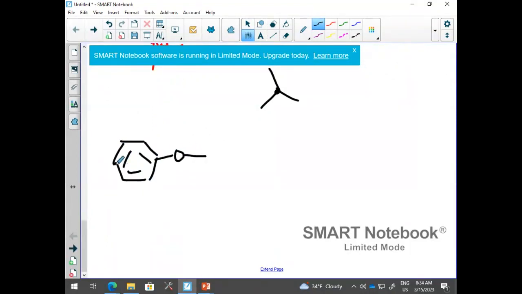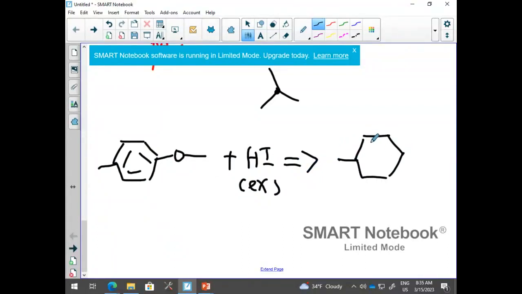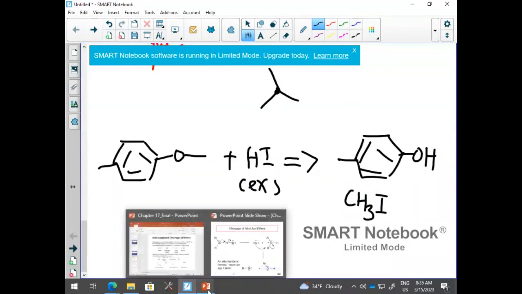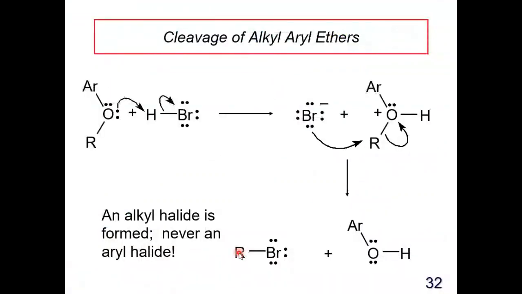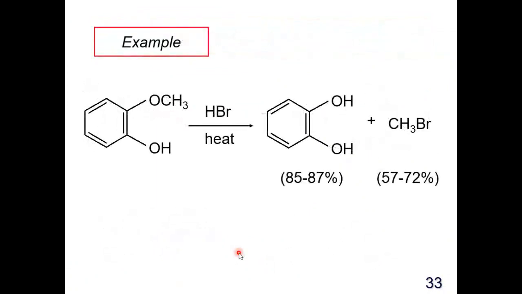So let's say like this one, if we react with excess HI, you will only get the aromatic part in the phenol form, and the alkyl part will be obtained in the form of an alkyl halide. So that's the difference between dialkyl ether and aromatic alkyl ether.